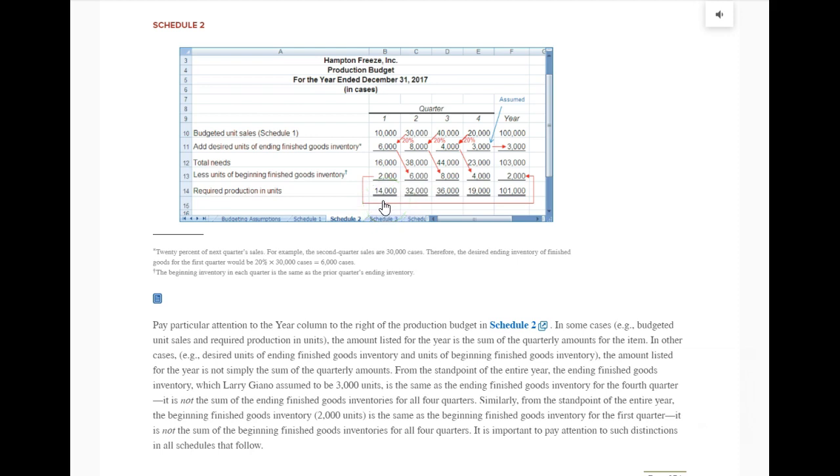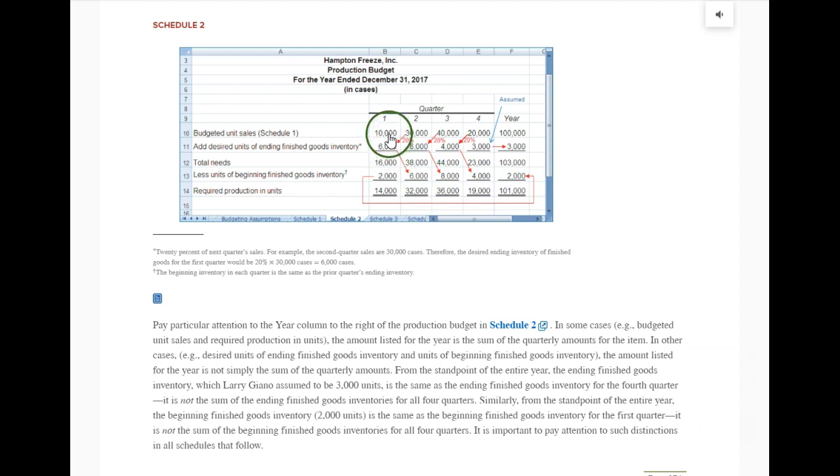Let me run through that for quarter number 2. We expect to sell 30,000 units. We want to have 20% of the next quarter's sales on hand in ending inventory. So we need 38,000 units in quarter number 2. Again, ask the question, do we have to produce 38,000 units? The answer is no, because we have 6,000 units on hand in beginning inventory.